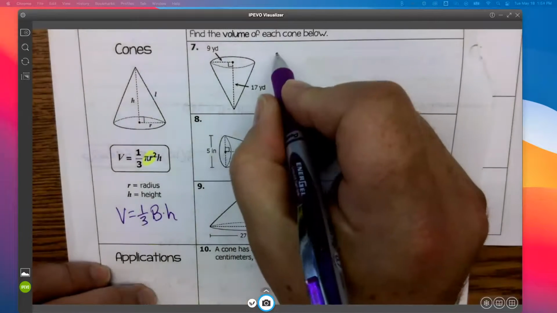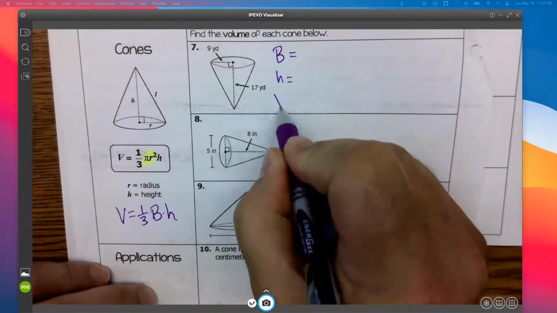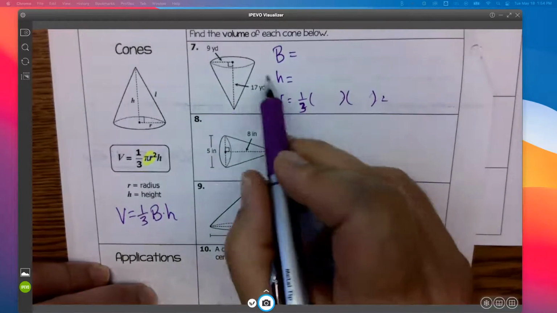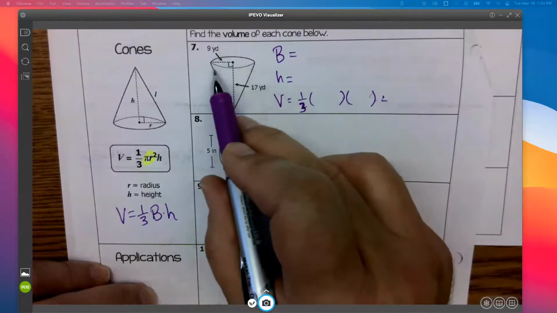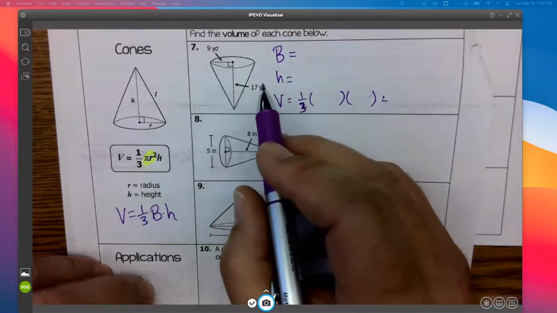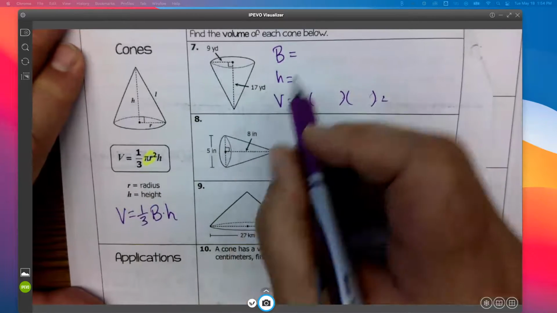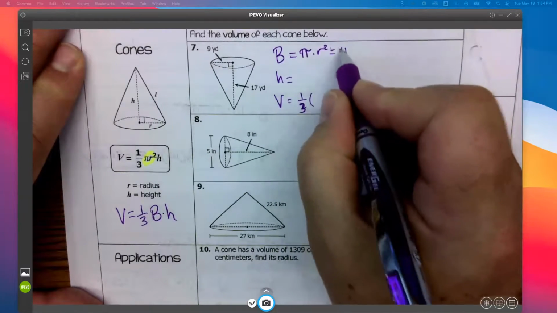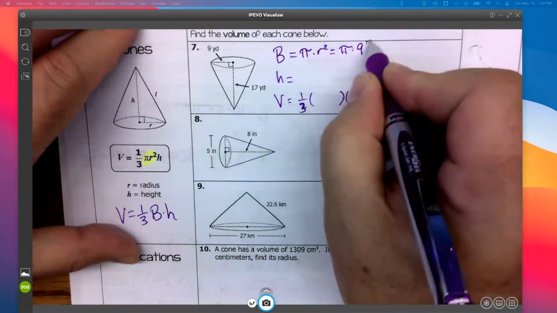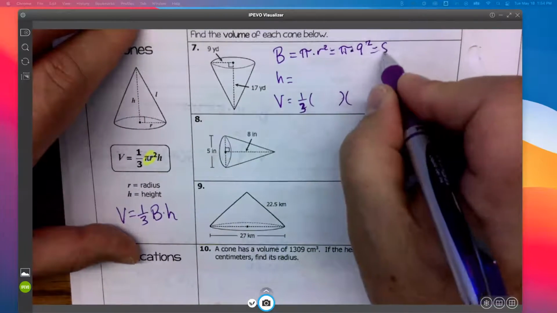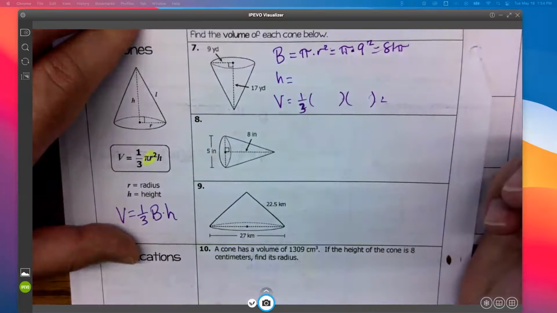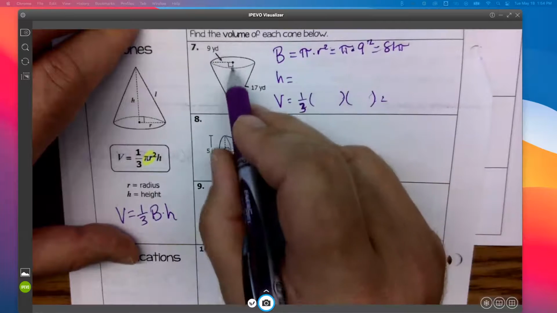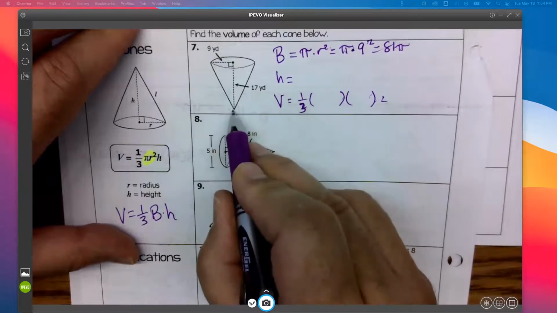So let's do number 1 together. What's my B? What's my H? Which lets me calculate, 1/3, my volume. How do I find the base area for this particular base? Pi times r squared, which in this case would be pi times 9 squared, which is 81 pi. What's our height? Good. From the center of the base, perpendicular up to the tip, is 17.